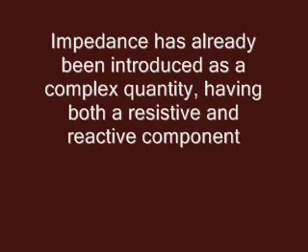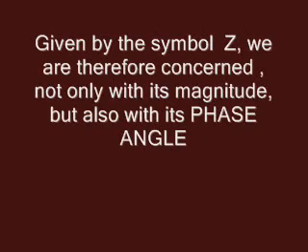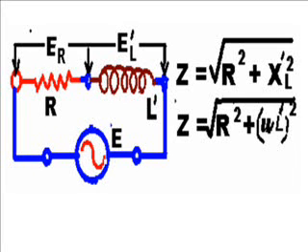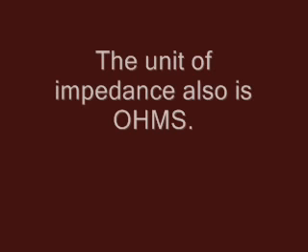The impedance of the circuit. Impedance has already been introduced as a complex quantity having both a resistive and reactive component. Given by the symbol Z, we are therefore concerned not only with its magnitude but also with its phase angle. The unit of impedance also is ohms.